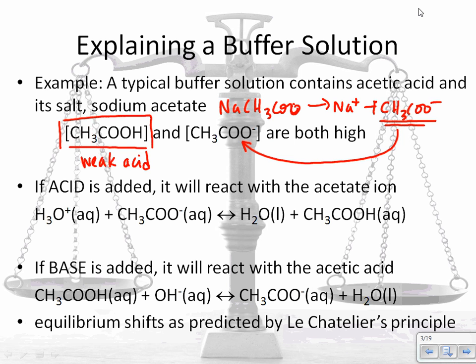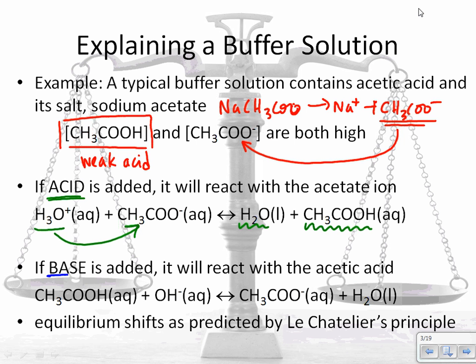Well, let's look at two scenarios. If we have this solution and we add acid to it, it's going to react with the acetate ion. So here's your acid reacting with the acetate ion and donating a proton, making water, which is neutral, and again this acetic acid, which is a weak acid, and it's not going to affect the pH very much. So that's why the buffer solution works when you add acid.